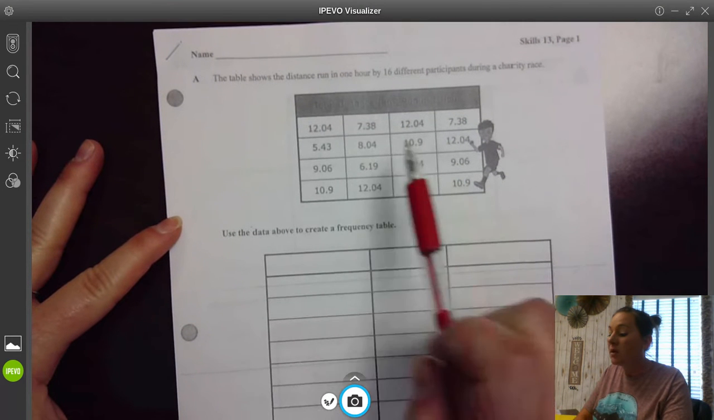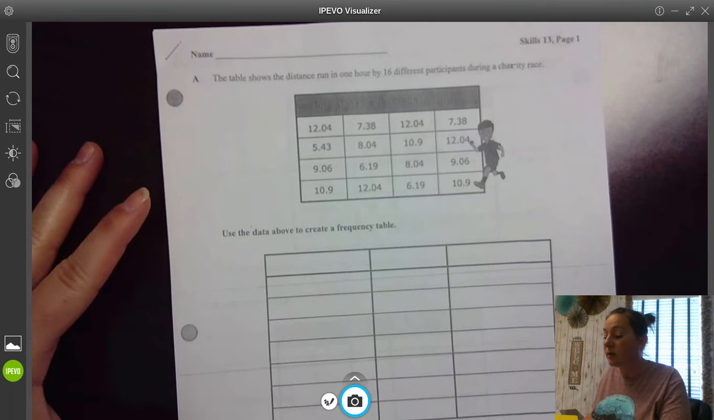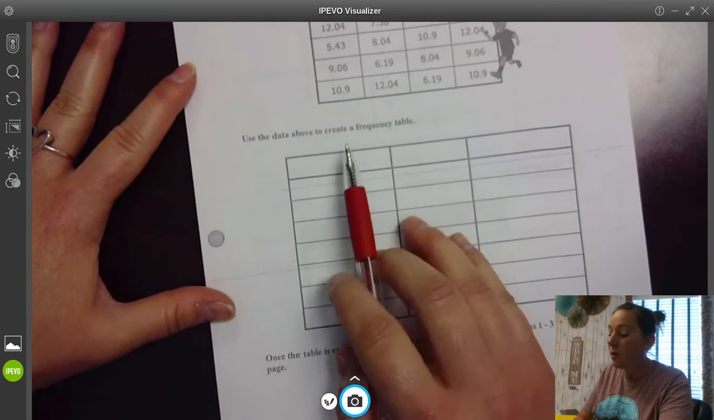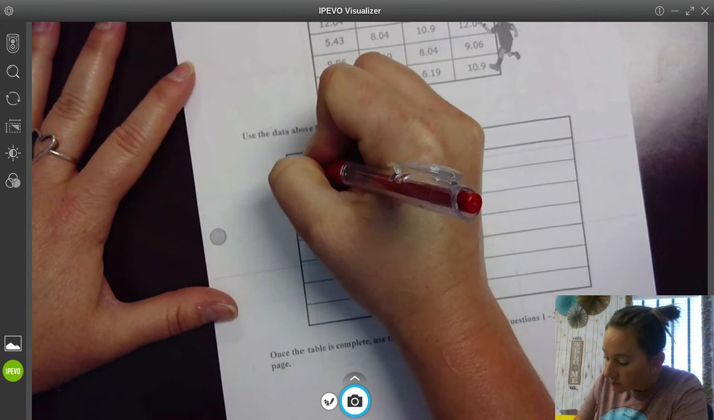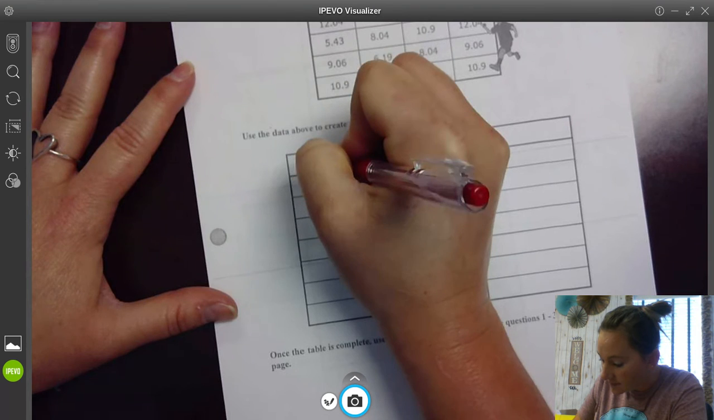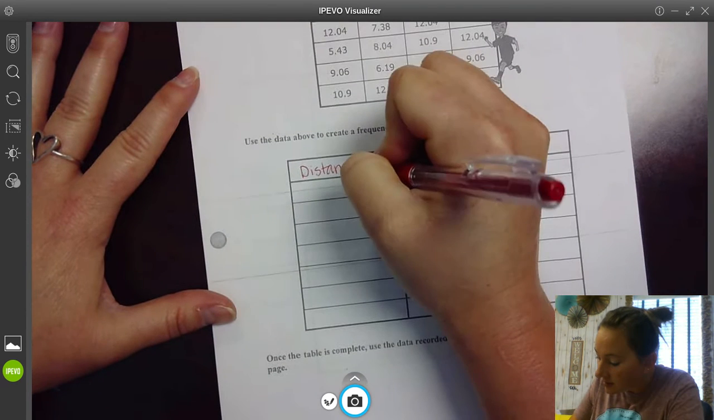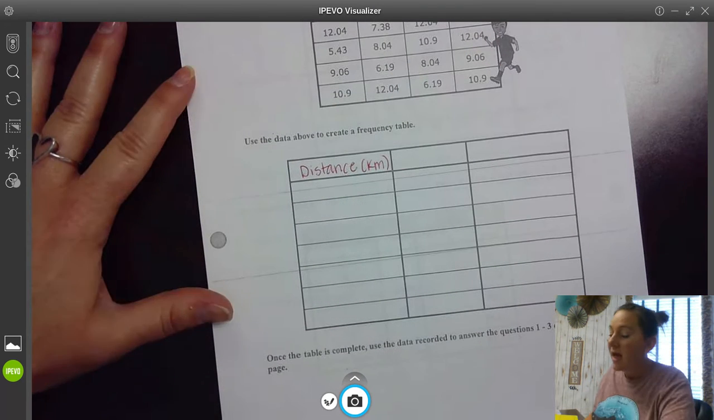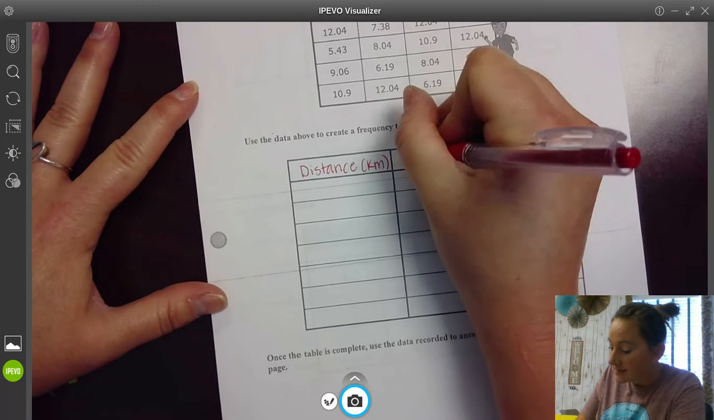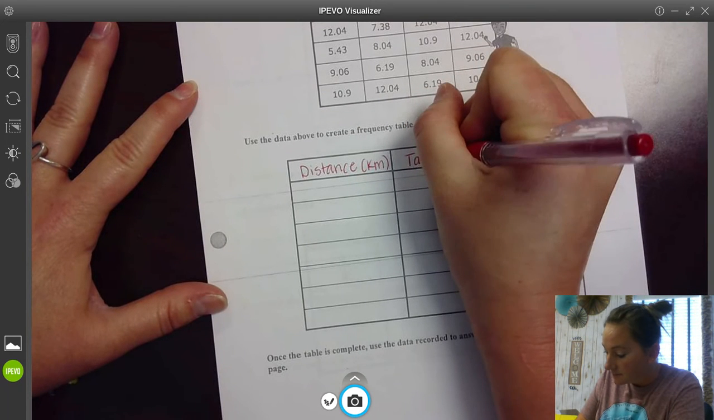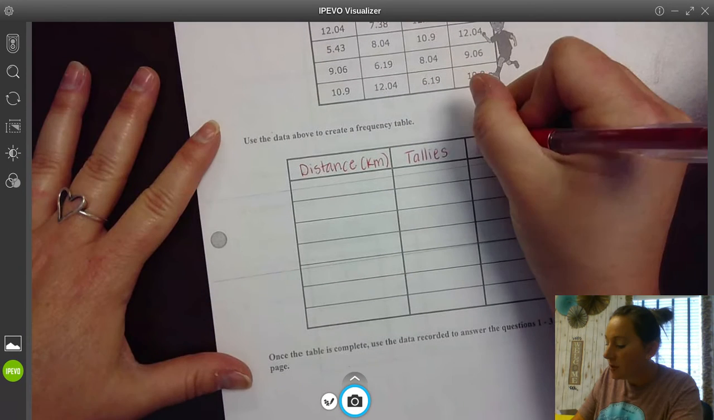Okay, so what is this actually showing? It's showing us the total distance run in 1 hour. So first of all, our chart is missing headings. So we need our distance, okay, because that's what they are measuring, and they're measuring it in kilometers, okay? And then remember, a frequency chart has tallies, and then they give you the number like in standard form, just the number, and that will give you your frequency.